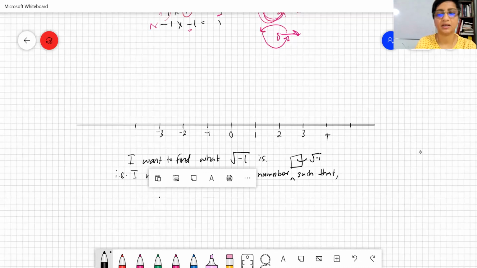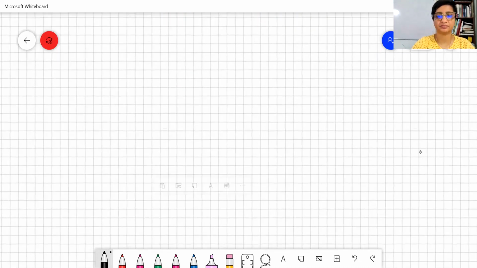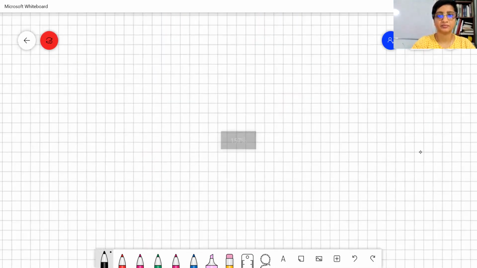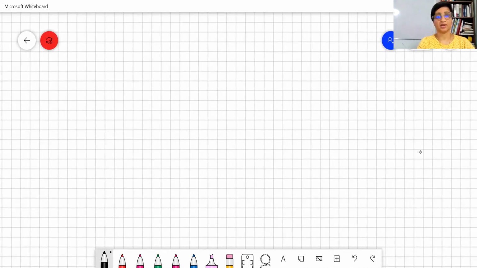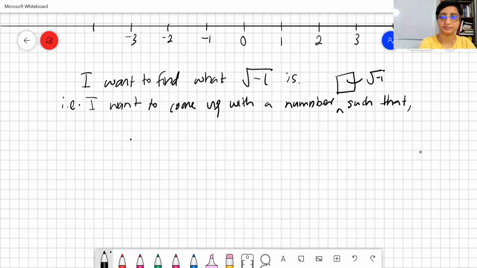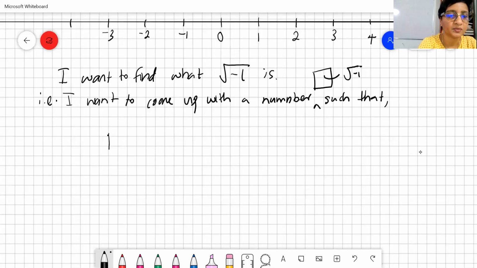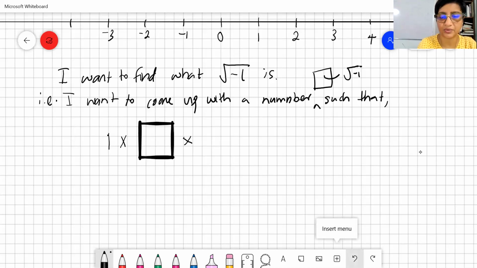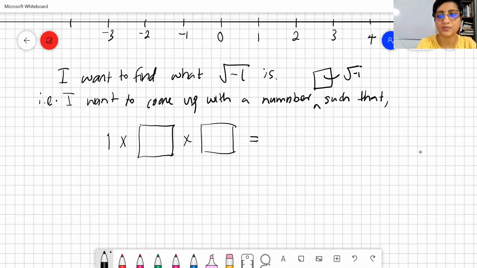1 times, I'm lost. Where am I? 1 times that number times that number again must equal -1.